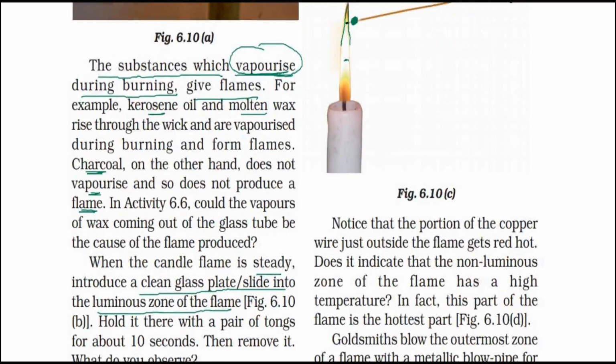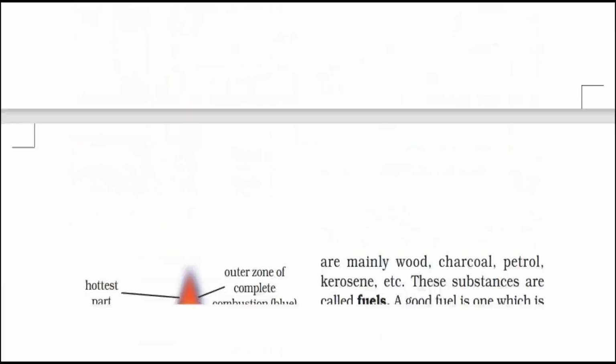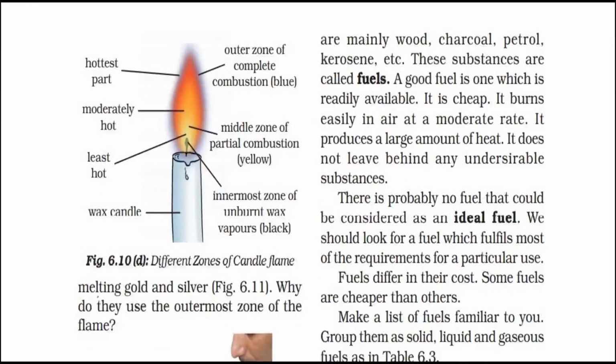Does it indicate that the non-luminous, the non-shining zone of the flame has a high temperature? In fact, this part of the flame is the hottest part. So what do goldsmiths do? Goldsmiths blow the outermost zone of a flame with a metallic blowpipe for melting gold and silver. And they use the outermost zone. Why? Because it is the hottest zone of the flame, right?